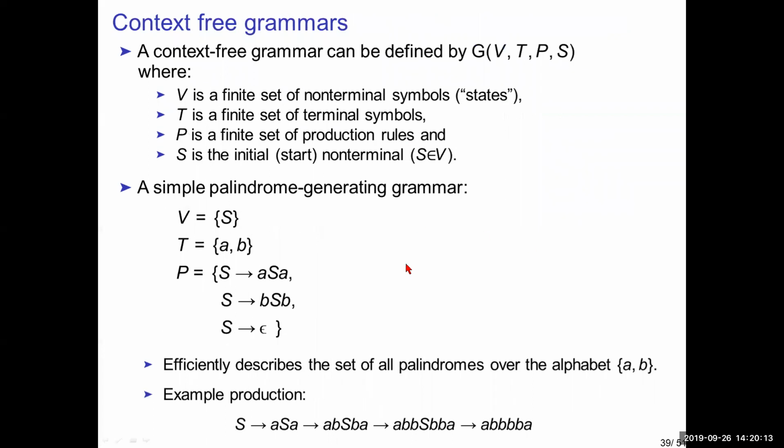And the simplest model for that are context-free grammars, which were invented by Noam Chomsky, who actually used to have an office here just on the 8th floor of the D Tower.